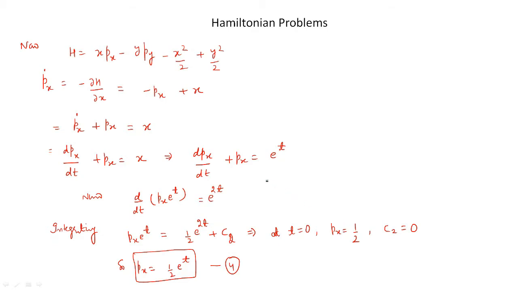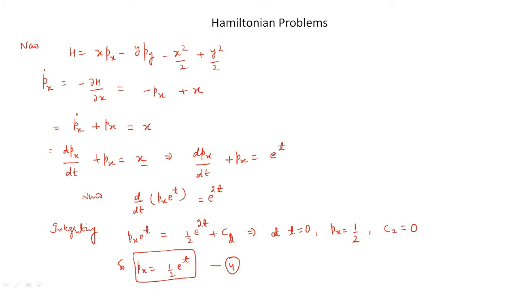Now from the generalized momenta, we will see what relation we can find, because H is given as x px minus y py minus x square by 2 plus y square by 2. So p dot x will be equal to minus del H over del x. You know it from the Hamiltonian equations. So our relation will be minus px plus x. We can write this equation as p dot x plus px is equal to x. P dot x is dpx over dt, so dpx over dt plus px is equal to x.